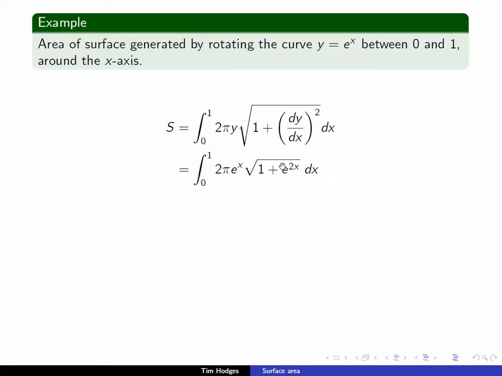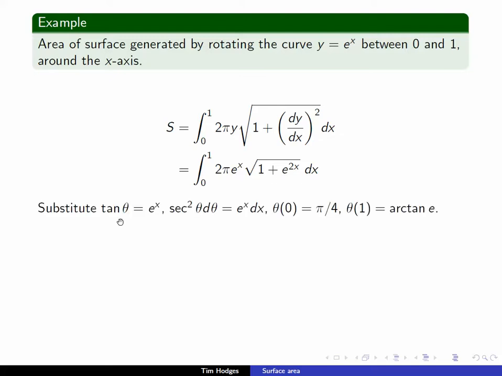So what I want is for e to the x to equal tan theta. So I can just make that substitution, because that is the substitution theta equals arctan of e to the x. But we'll write it as tan theta equals e to the x, because then when we take differentials we get secant squared theta d theta is e to the x dx.